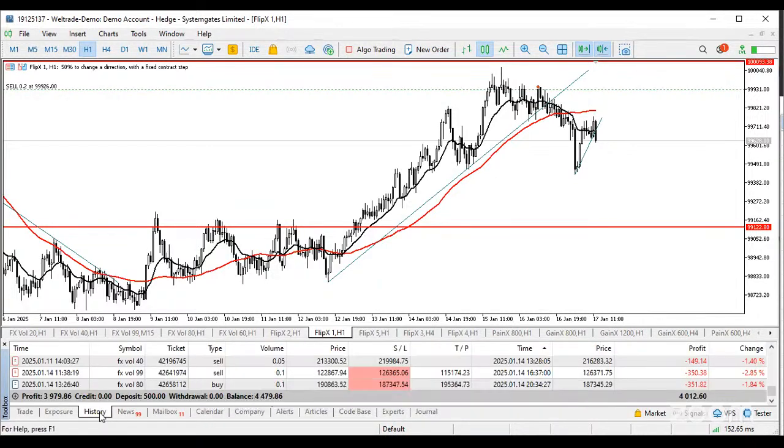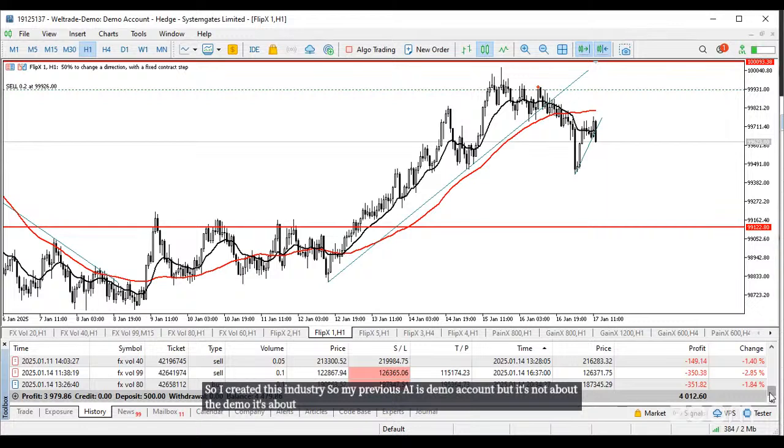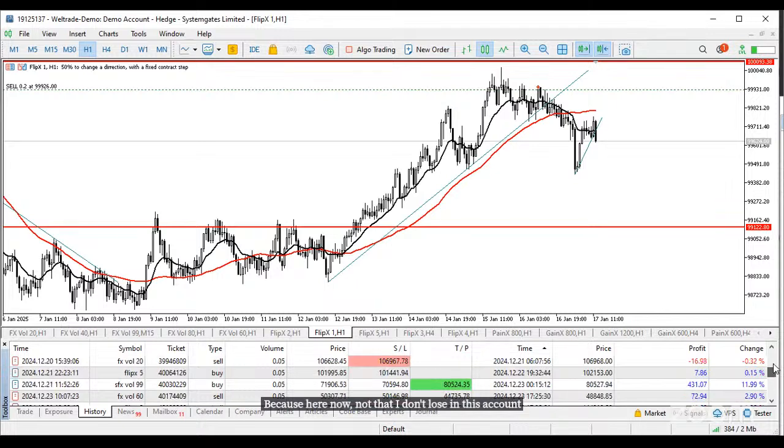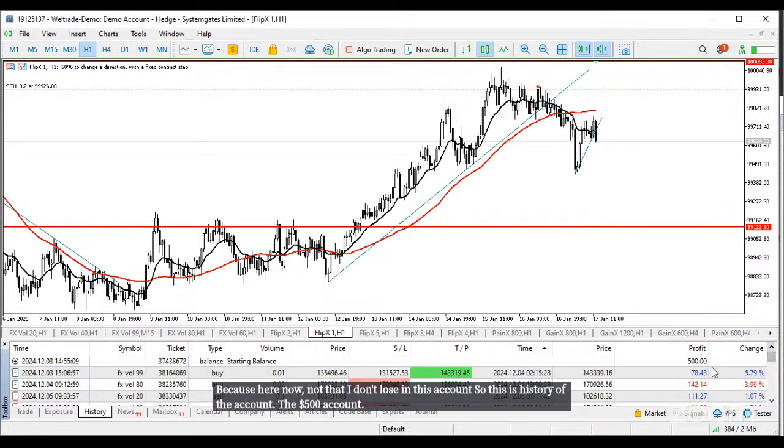So I created this, this is the history. My people say it's a demo account, but it's not about the demo. We see people that create a demo account and they blow it. So it's about the history, the consistency of our trading. You can see here, not that I don't lose in this account. This is the history of the account, the $500 account. This is the 500.